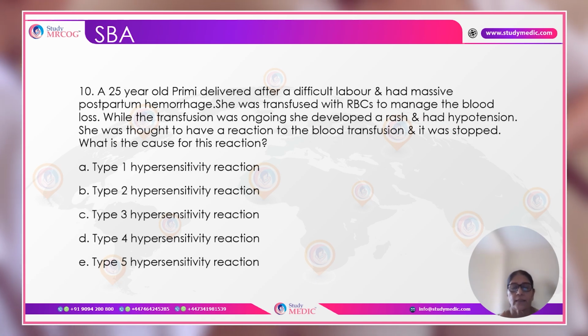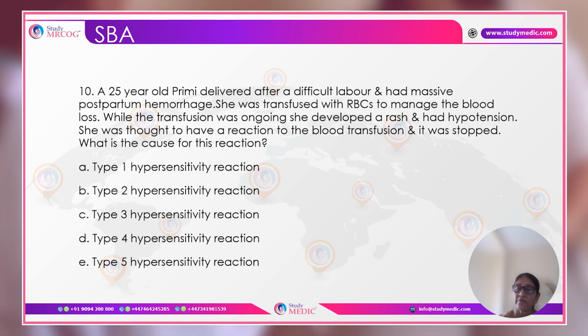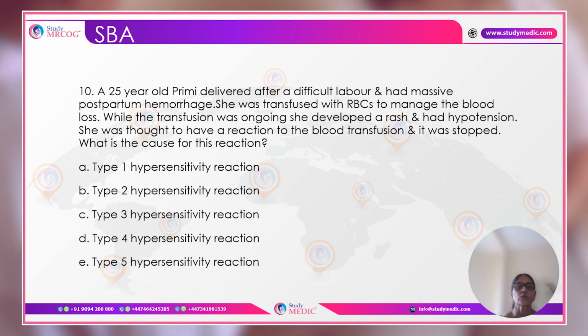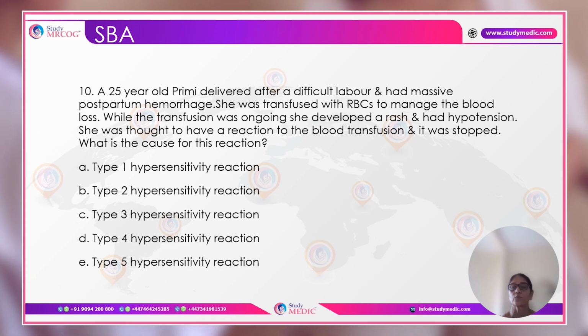Alright. You have a 25-year-old primi. She delivered after a difficult labor. She had massive postpartum hemorrhage. She was transfused with RBCs to overcome the blood loss. When she was being given the blood transfusion, suddenly she developed rash. She had hypotension, and it very likely looked like she is having a reaction to the blood transfusion. So the blood transfusion was stopped. Now the question is, what was the cause of this reaction?